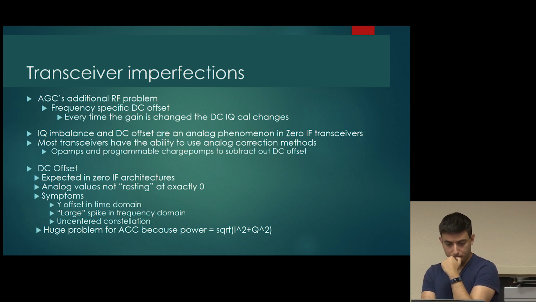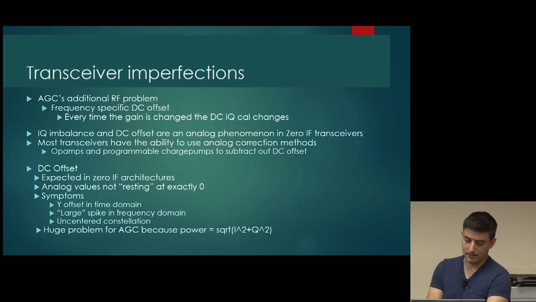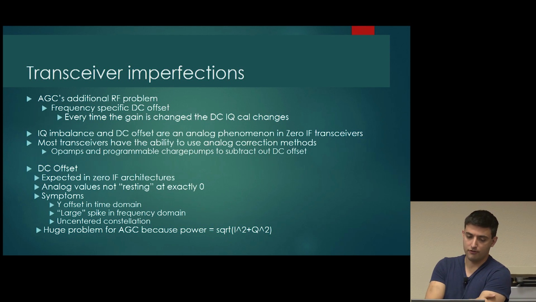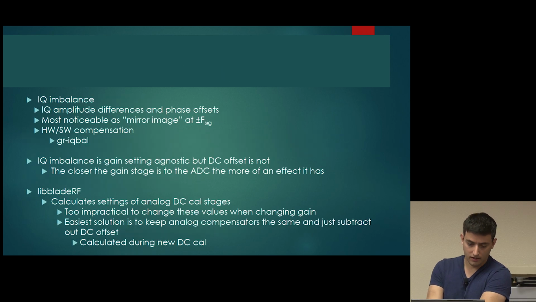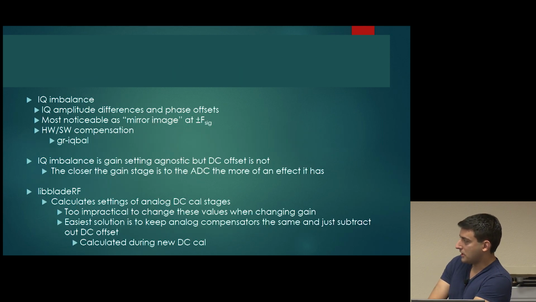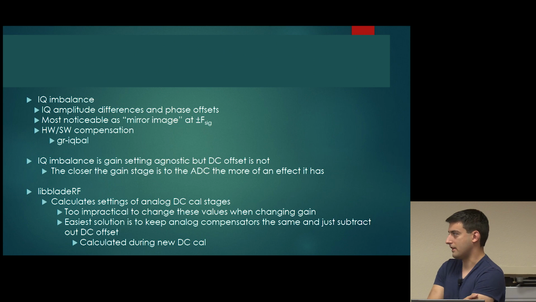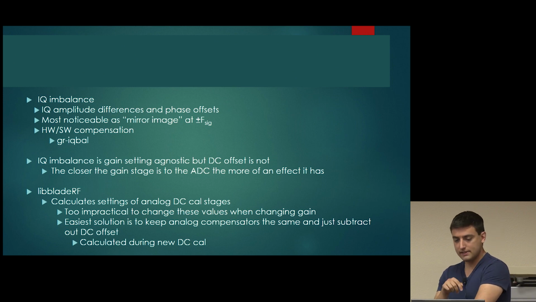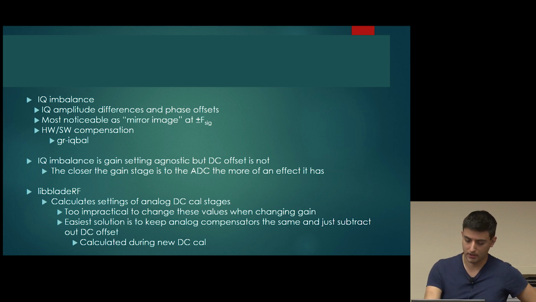So what had to be implemented was a DC offset correction for the AGC. Ignore the IQ imbalance stuff for the purposes of the AGC because there was no IQ imbalance correction done within the AGC. However, the DC offset correction was kind of implemented in a pretty interesting way, I think.